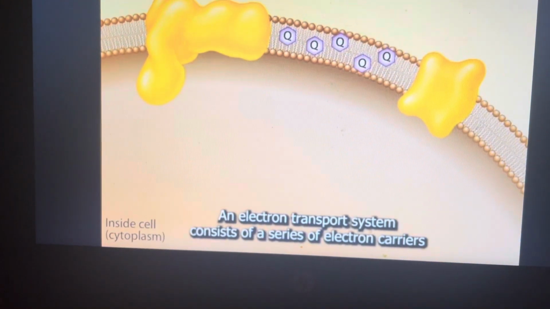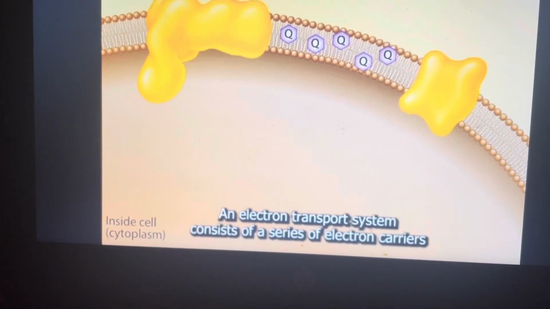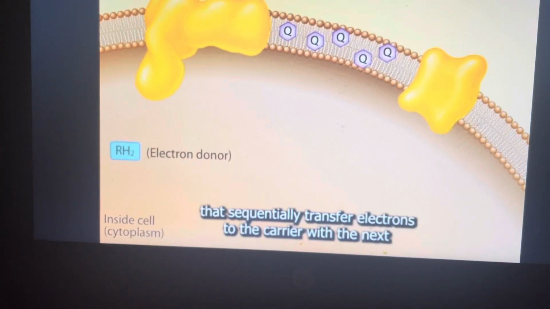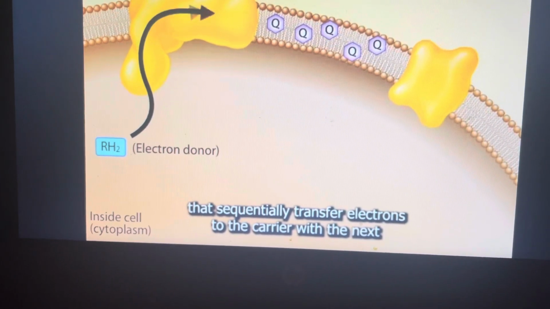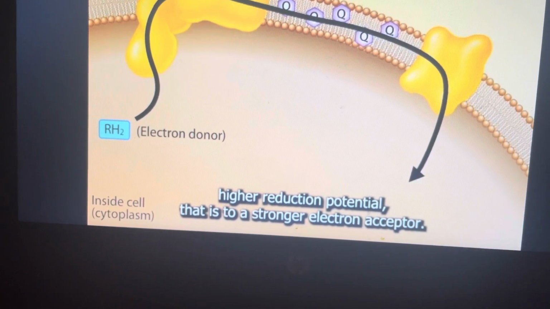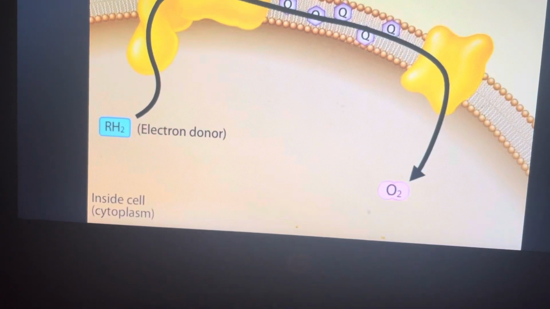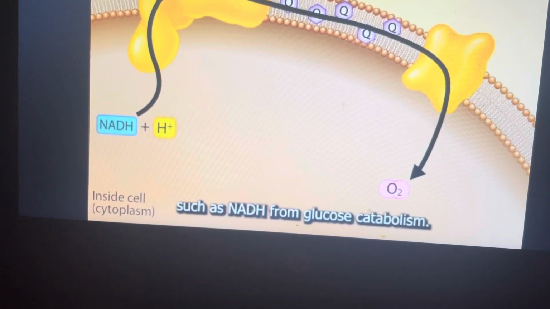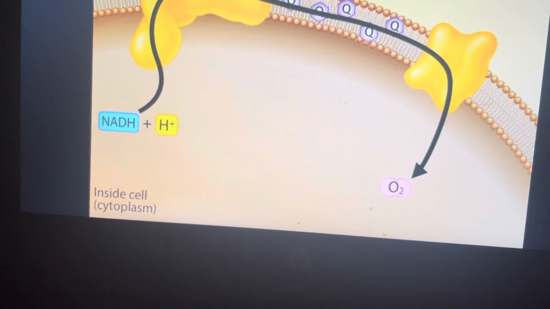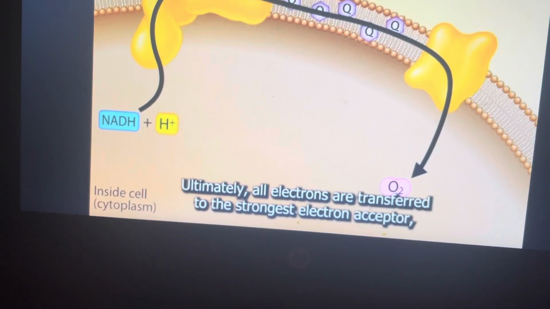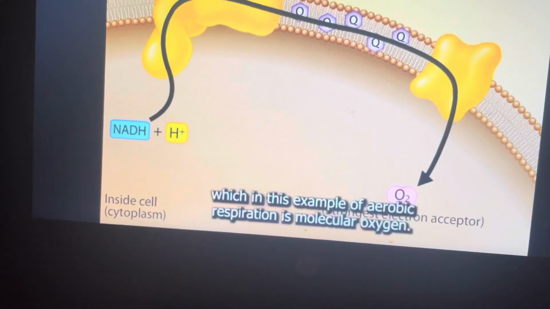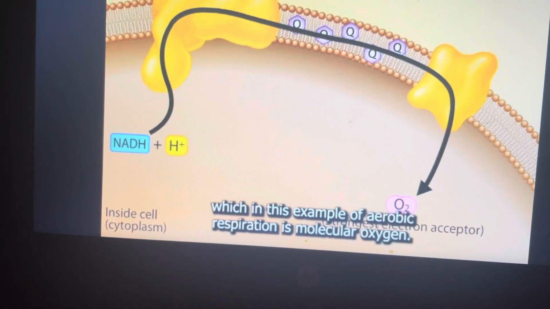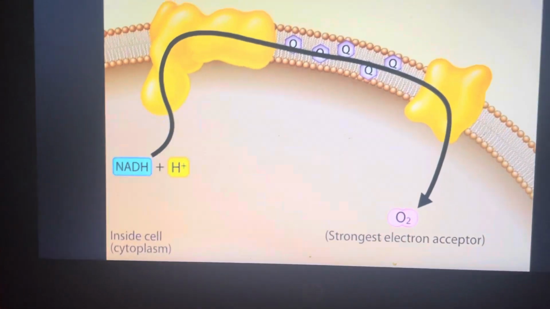An electron transport system consists of a series of electron carriers that sequentially transfer electrons to the carrier with the next higher reduction potential, that is, to a stronger electron acceptor. Electron flow begins with an initial electron donor, such as NADH, from glucose catabolism. Ultimately, all electrons are transferred to the strongest electron acceptor, which in this example of aerobic respiration is molecular oxygen.